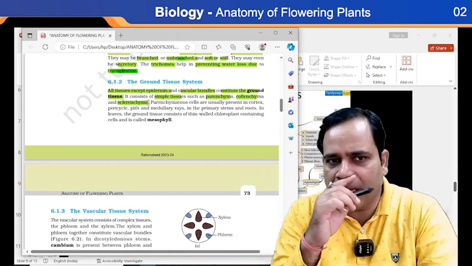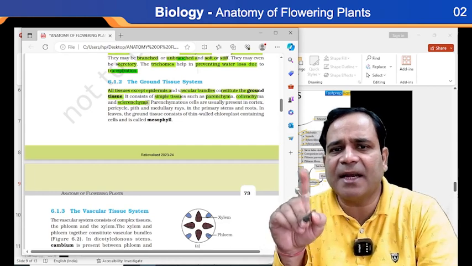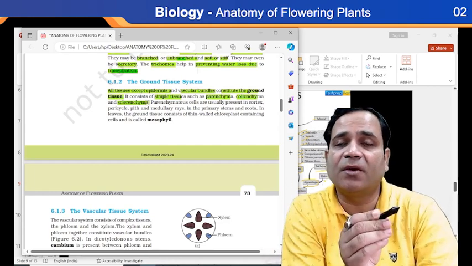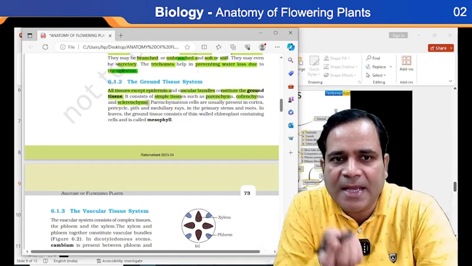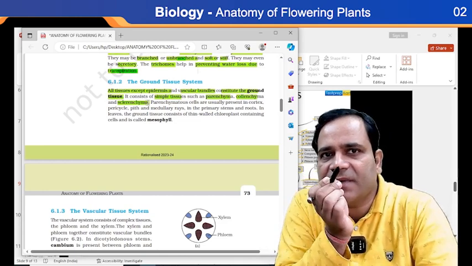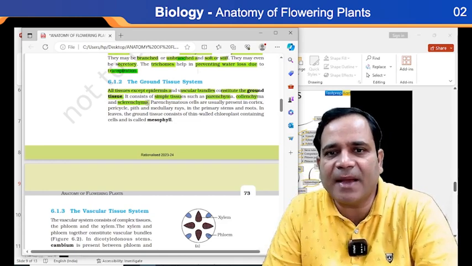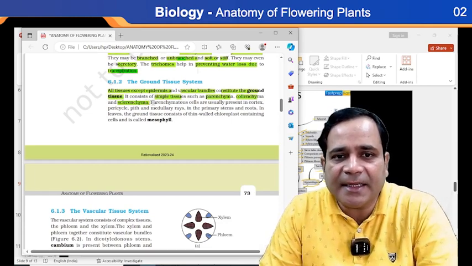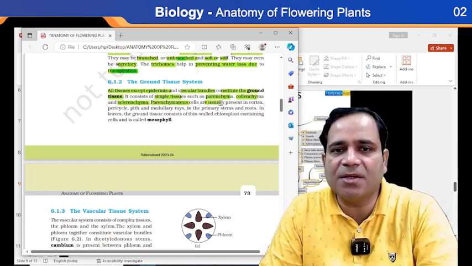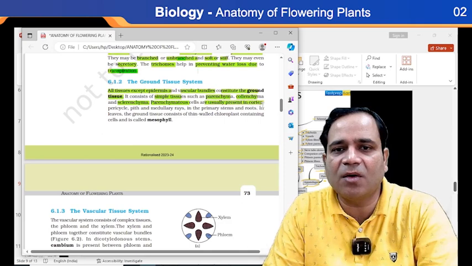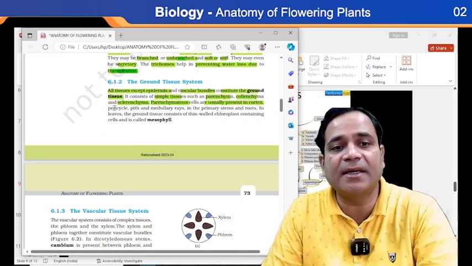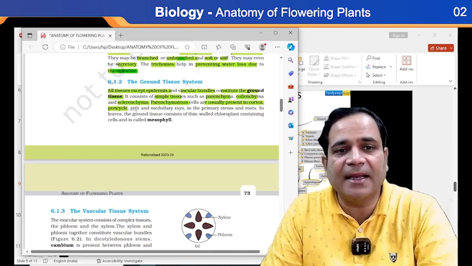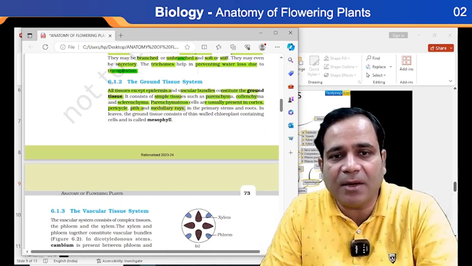Okay, so see, all the tissue except epidermis and vascular bundles constitute the ground tissue. So here I am telling you that it consists of simple tissue, which one is what? Parenchyma, collenchyma, sclerenchyma. And these parenchymatous cells are usually present where? In cortex. Where is it present? Pericycle. Where is it present? Pith and medullary ray.